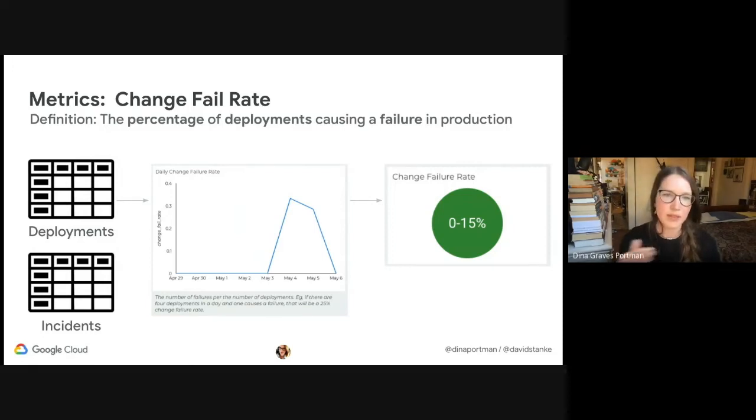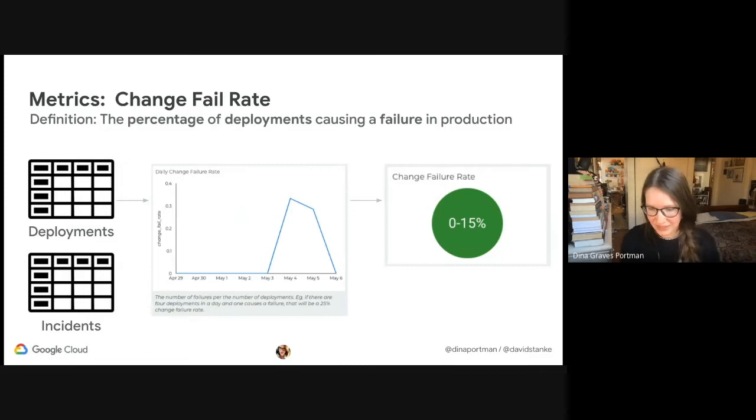Because when we're looking at these rates, since the deployments are our denominator, when we're looking at the time span, we're basing it on the timestamps of the deployments. So if we're saying that our change failure rate for March was 10%, that is because 10% of the deployments in March caused incidents.